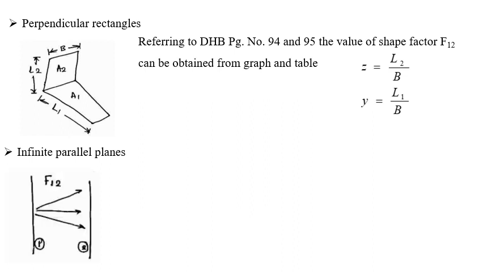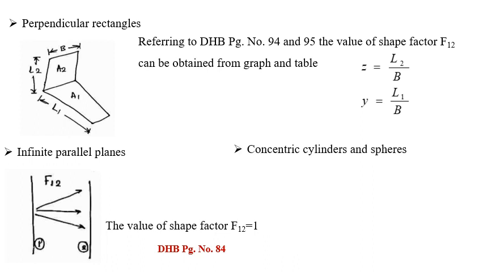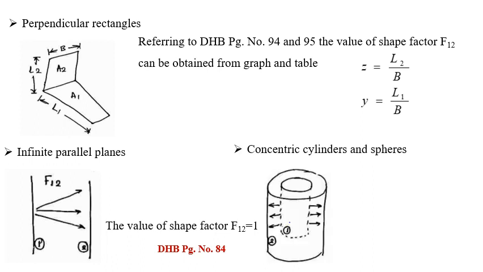Then for infinite parallel planes like this, the value of shape factor is always 1, because it is infinite parallel plates and it follows the summation rule. It is also available in the data handbook on page number 84. And then for concentric cylinders and spheres, the value of shape factor is also 1, because body 1 is completely surrounded by body 2.